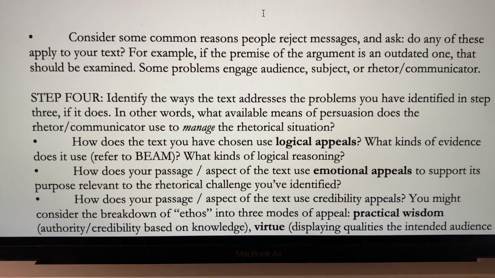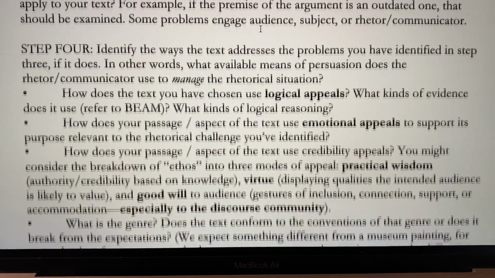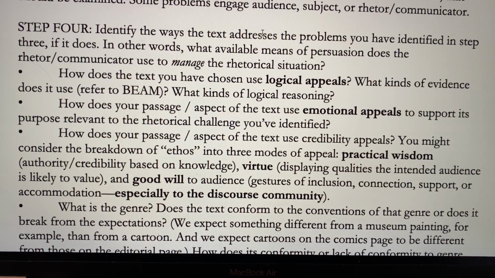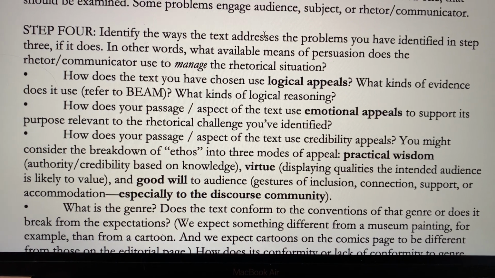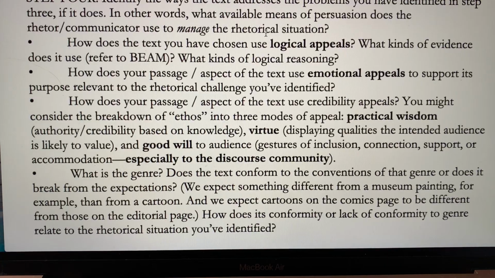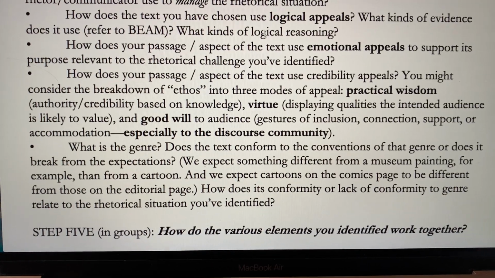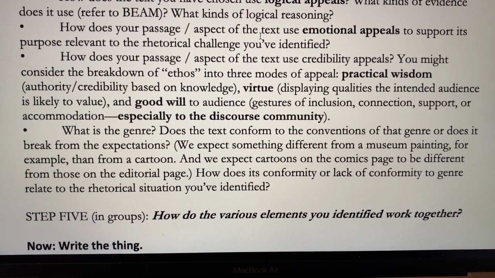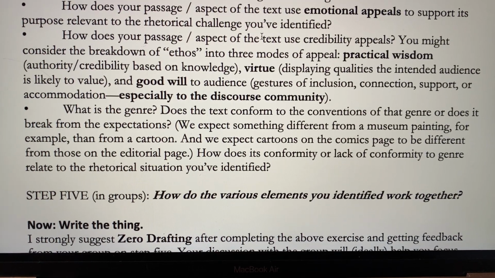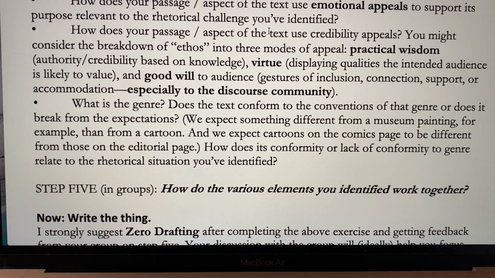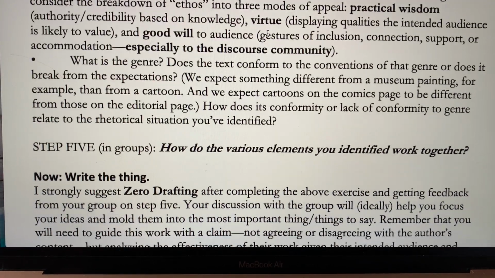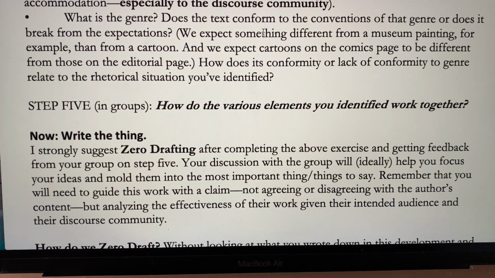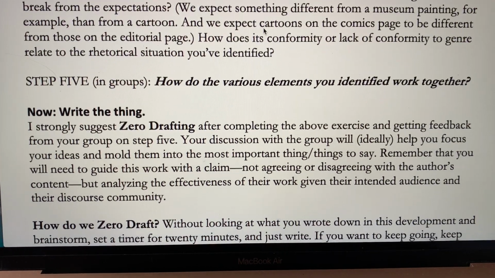And step 4 asks, how does the author deal with these problems? In some ways, you can think of this as counter arguments and rebuttals, but often they don't come across exactly that way or in that format. So it's nice to think of them in a different way, really looking at how does the text address problems that might be there or manage them. How does the text use logical, emotional, practical appeals, wisdom, virtue, goodwill? These are all really great ways to find elements of rhetoric, okay?